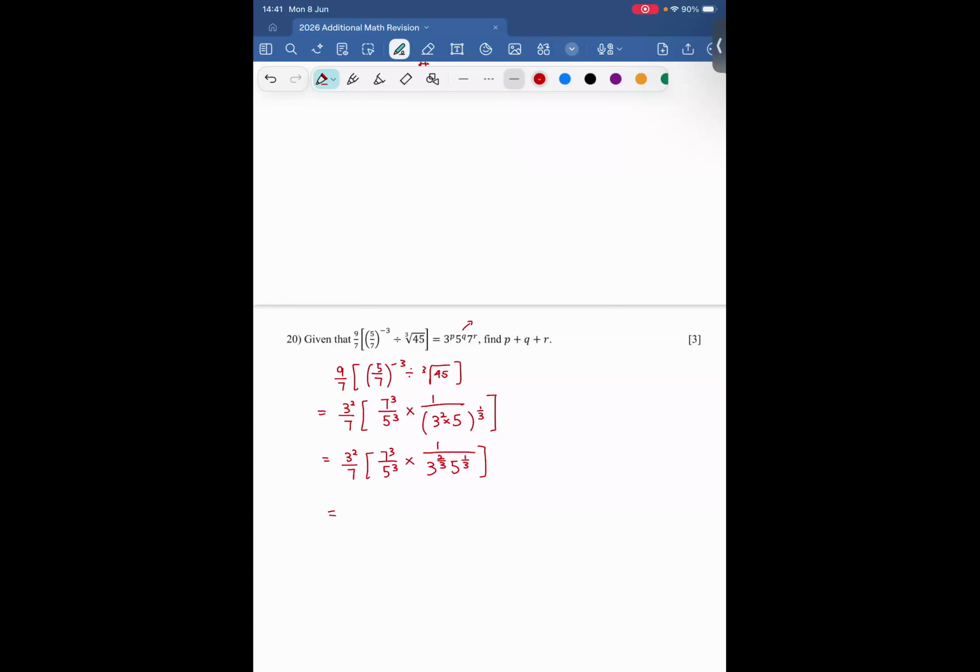Okay, because over here everything is at the numerator, it will be good if you can change everything to the numerator. So when you change to numerator, what happens? When the 7 goes to the top, it becomes 7 power negative 1. This 5, when you bring up, it becomes 5 power negative 3. The 3 brought up becomes 3 to the power negative 2/3. The 5 brought up becomes 5 to the power of negative 1/3. Okay, now you just need to multiply all the 3, all the 5, all the 7 together. Then you can compare and know what is your P, Q, R. Then later just add them up. You get your P plus Q plus R.